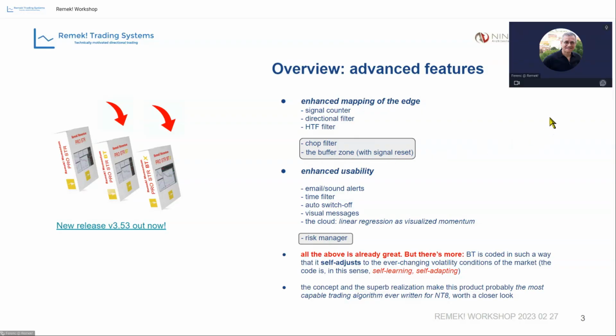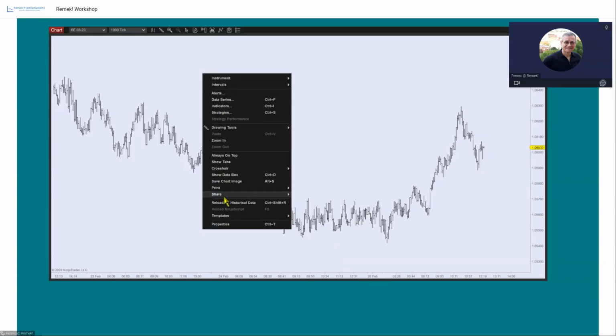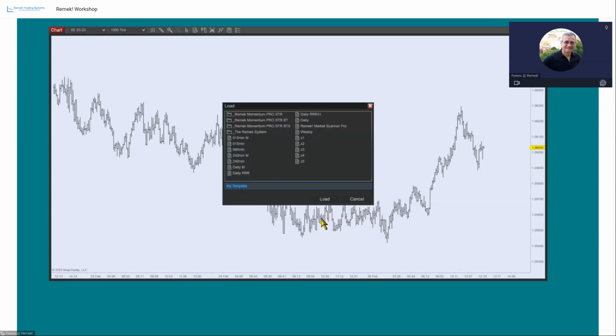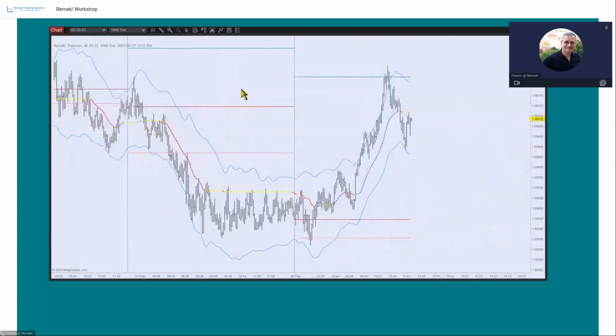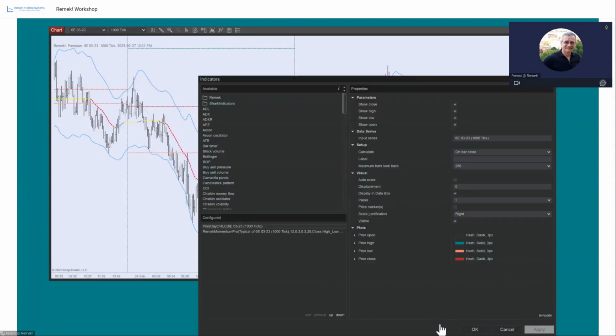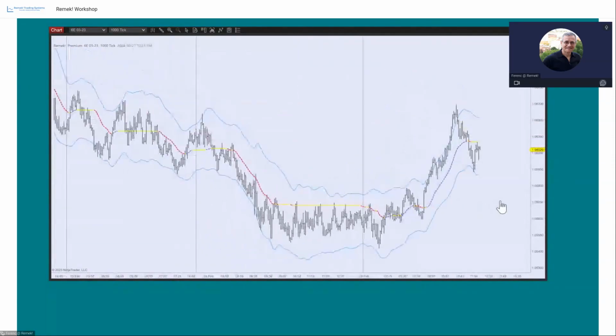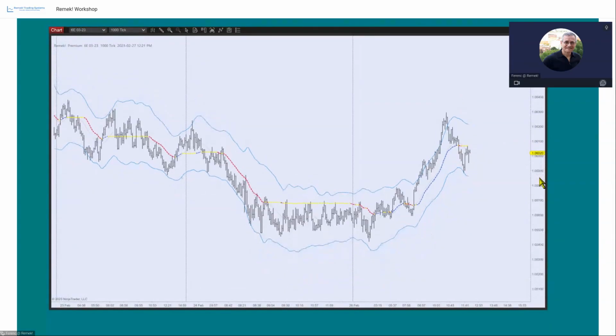Now, what is the buffer zone? I'm going to run ahead a little bit and just load the Keltner and all the stuff. Here we go. So we just have the Keltner basically. And what the buffer zone does is this: we maintain the opinion, the conviction, the way we see the market, that price is our primary source of information. Now, how does that relate to the buffer?